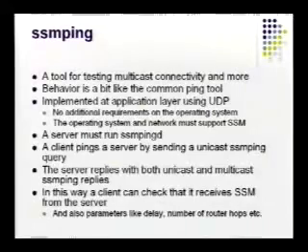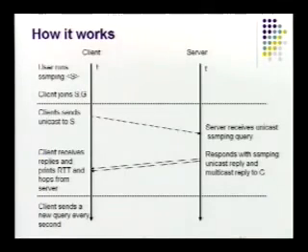As you might guess, ssmping is a tool to test SSM connectivity. It's something similar to normal ping to check that you can receive multicast. This is done using UDP, so there's no special support needed in any operating systems or in the network. It's just one server listening to a UDP port and a client sending packets to the port and so on.